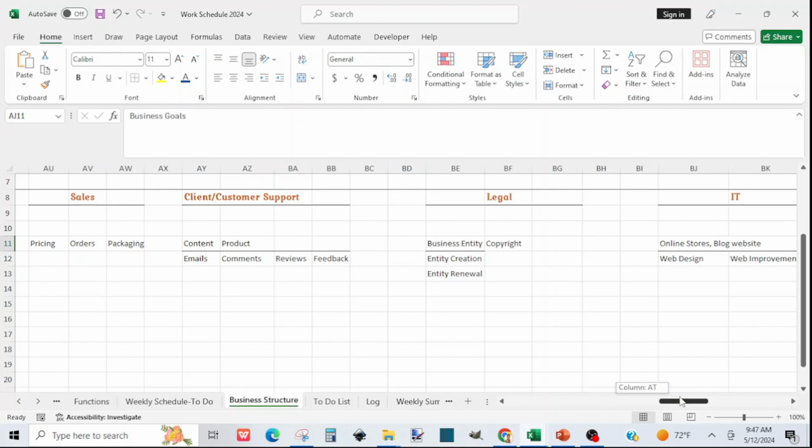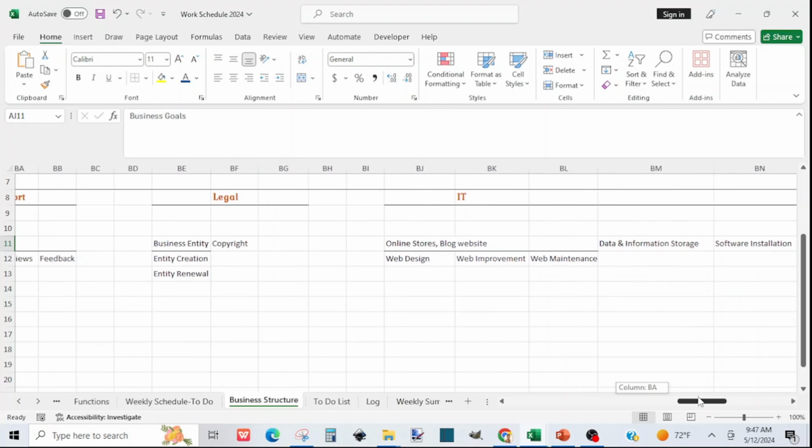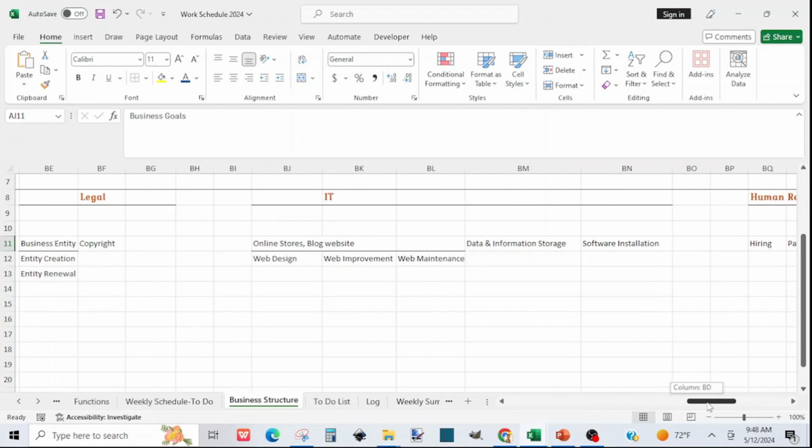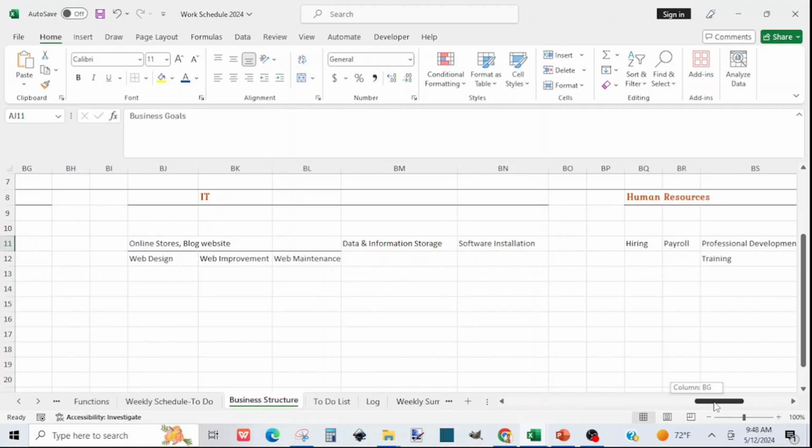And legal, so entity creation, entity renewal, those are not everyday things. IT, like online store, blog, website, and creating the website or improving it or maintaining it is something that I review. And at this point, I'm working on a process. I'm trying to improve ninasoap.com, the website, and redesign the categories there. That will fall under IT.